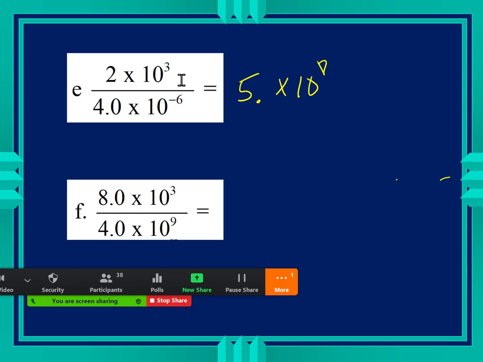Okay, why does that work? Well, because 2 divided by 4 is 0.5. It's division, so 3 minus a negative 6 is 9. But I move that over to make it between 1 and 10, so that makes that the 8.